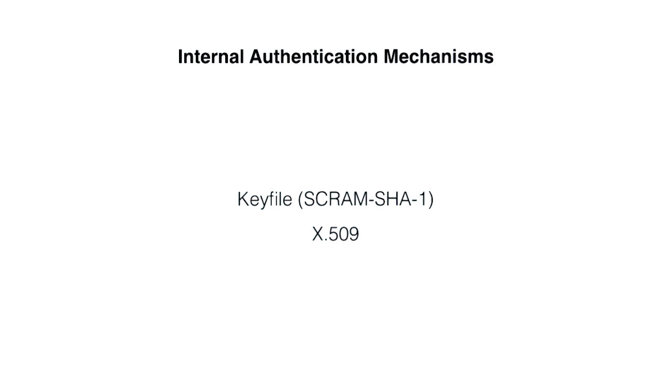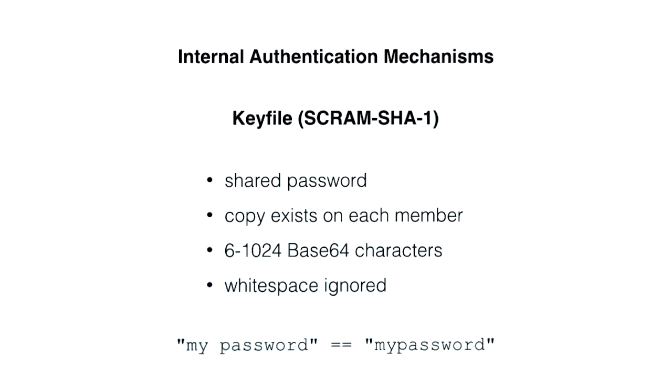MongoDB currently supports 2 internal authentication mechanisms. There's key file authentication, which uses Scram SHA-1, and X509 authentication. With key file authentication, the contents of your key file essentially act as a shared password between the members of your replica set or sharded cluster. The same key file must be present on each member that talks to one another. Because of this, it's highly important that you keep this file secure.